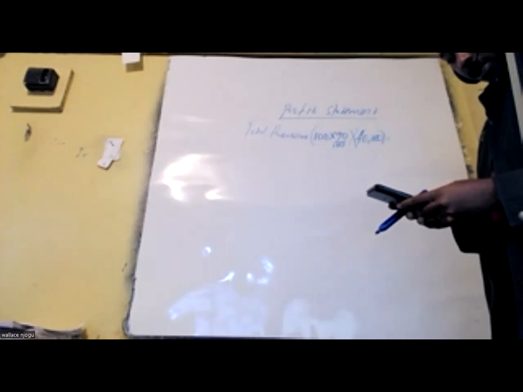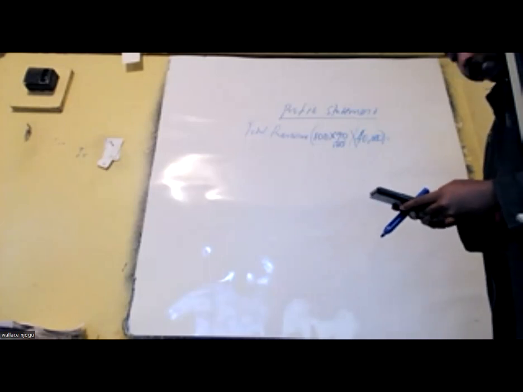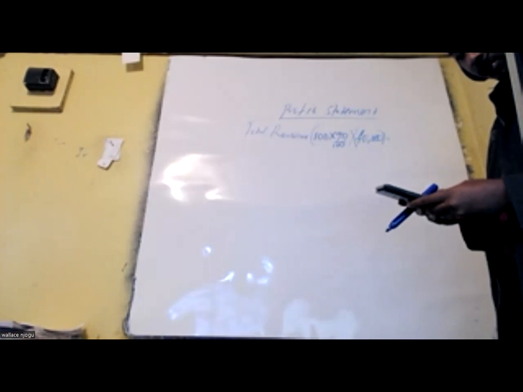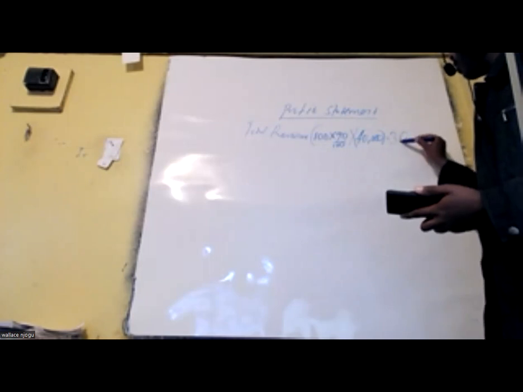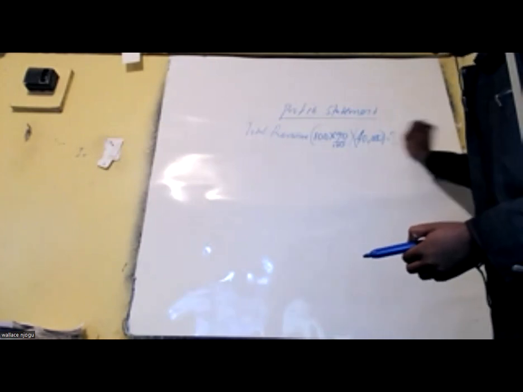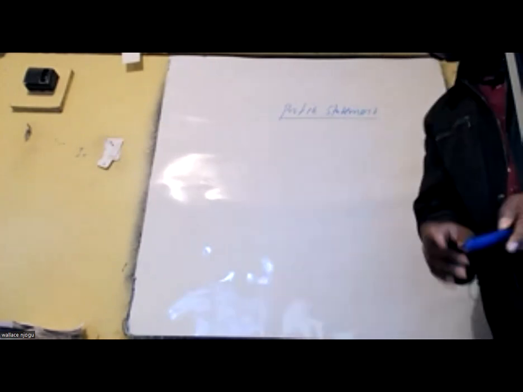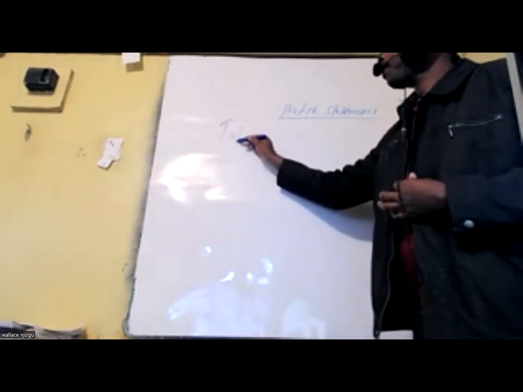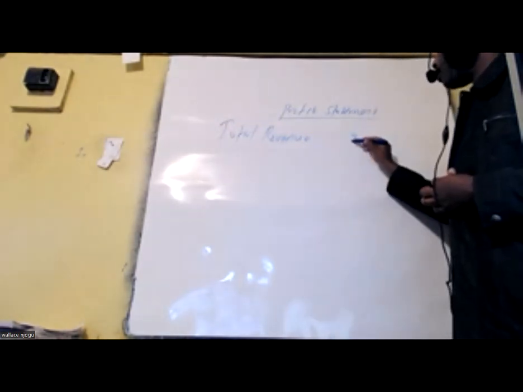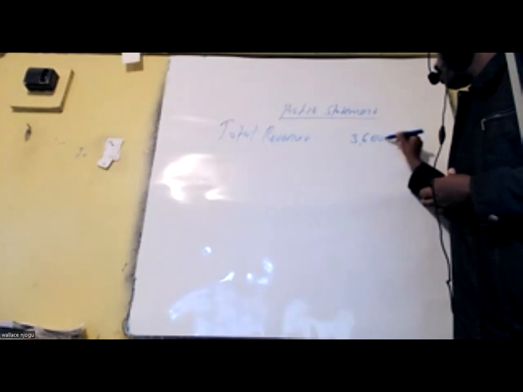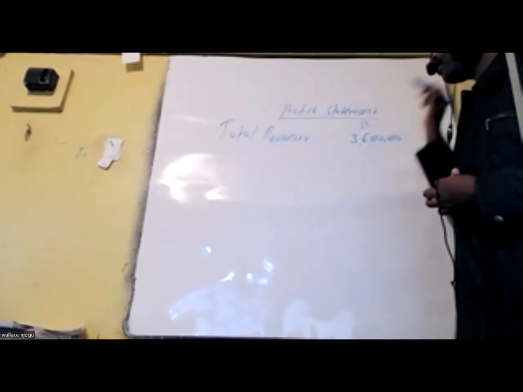So take 90 shillings by 40,000 units. You are going to get 3.6 million. So 3.6 million is the total revenue. It means our total revenue is shillings 3.6 million. It is in shillings. Now we less.